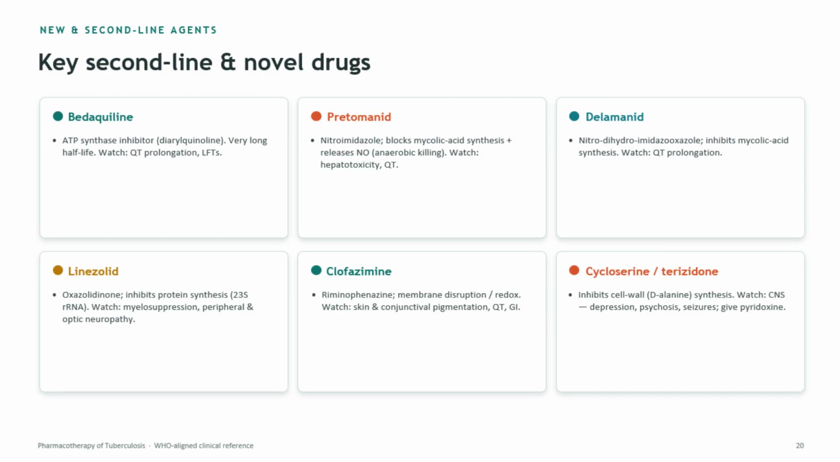Pretomanid and delamanid are nitroimidazoles hitting mycolic acid synthesis. Again, mind the QT and hepatotoxicity with pretomanid. Linezolid is a fantastic drug but demands respect: myelosuppression and peripheral and optic neuropathy on long courses. Clofazimine causes that characteristic skin discoloration. The theme across this shelf: powerful drugs, real toxicities, which is why active safety monitoring matters so much.